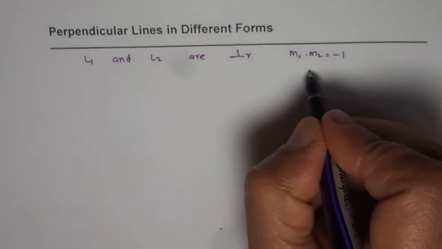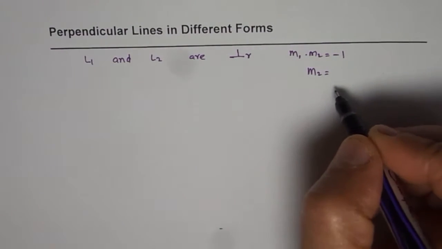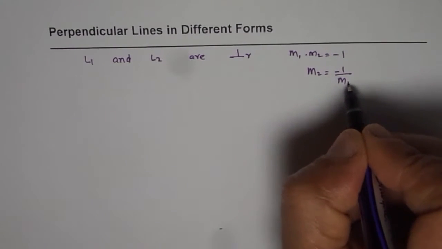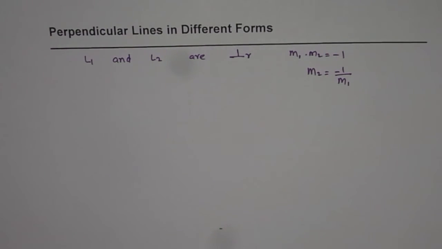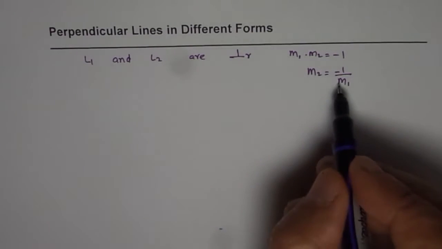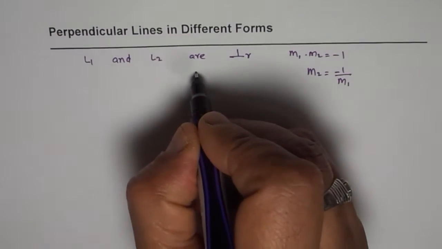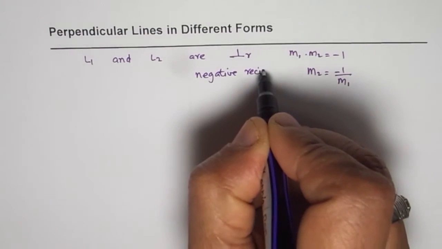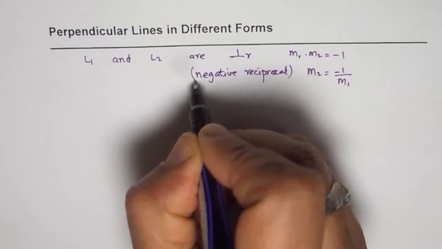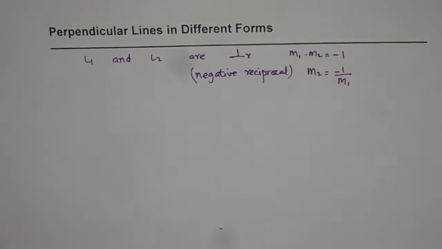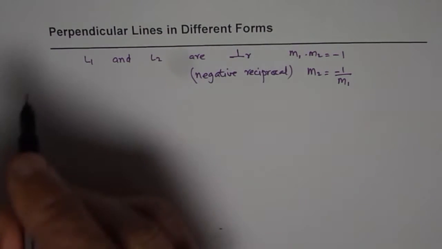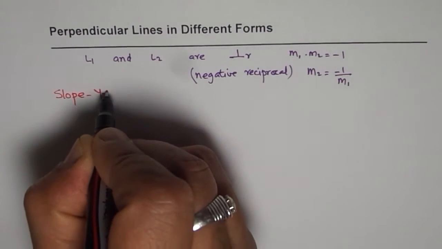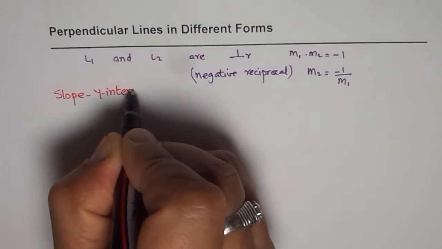Or we could say the slopes are negative reciprocals of one another, that means negative m2 is negative 1 over m1. We normally say this as negative reciprocal. So that is the condition for two lines to be perpendicular. Now, if you are given lines in slope-intercept form, how are you going to write the equation for perpendicular lines? This is what we will see now.